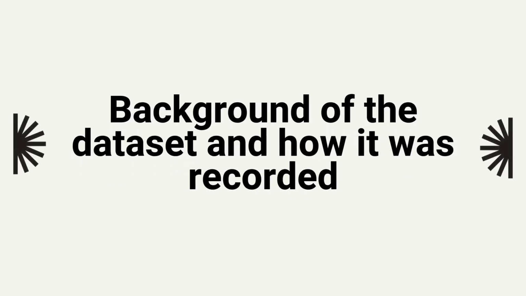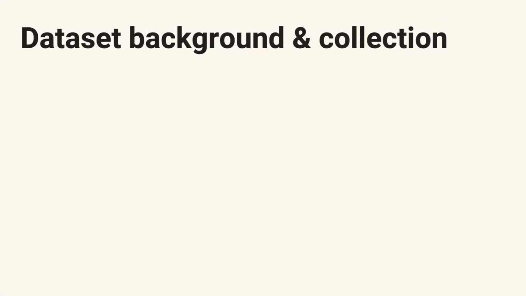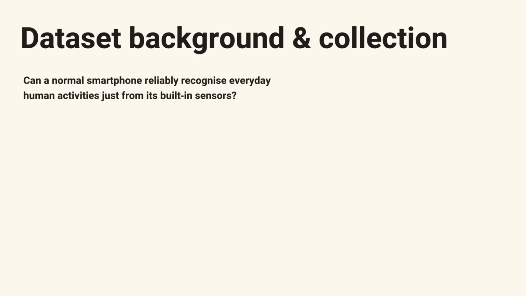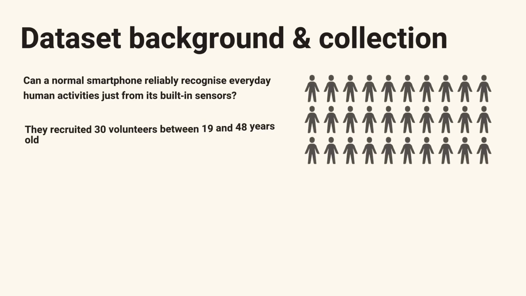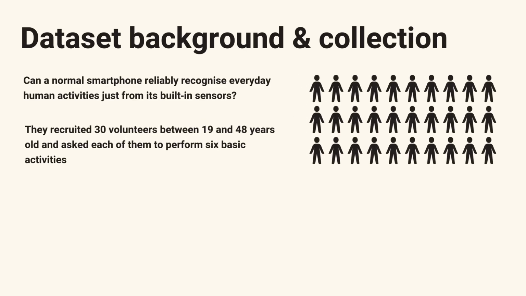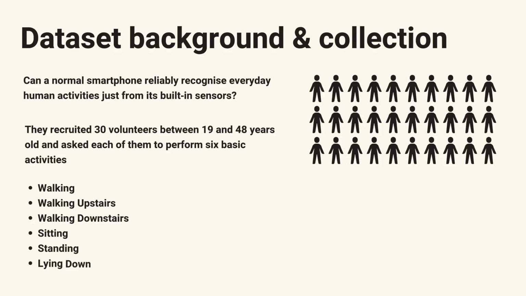Let's first understand the background of this dataset and how it was recorded. From 2012 to 2013, researchers at the Università degli Studi di Genova designed an experiment to answer a simple question. Can a normal smartphone reliably recognize everyday human activities just from its built-in sensors? They recruited 30 volunteers between 19 and 48 years old and asked each of them to perform 6 basic activities: walking, walking upstairs, walking downstairs, sitting, standing, and lying down.